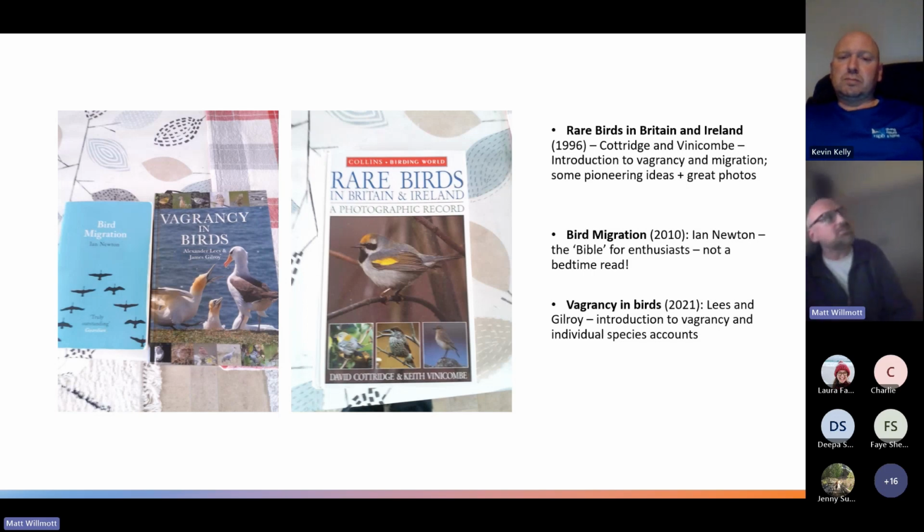It's a big weighty tome. It took me actually 9 months to read it. I think it's not a bedtime read. There's a lot of stats in there, a lot of maths, but it really brings everything together and provides a fantastic insight into migrants and vagrancy.